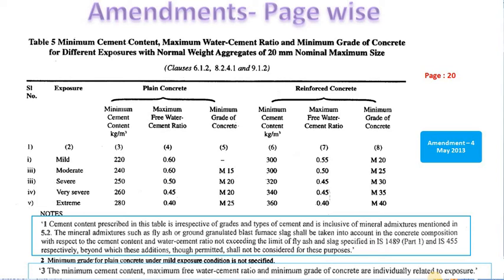So in this, the first line, previously it was "grade of concrete". Now they have split it as grade and type of cement. And in the second line, after the ground granulated blast furnace slag, the word "shall" is amended. Previously it was "may be". So this was one change. And again point number 3 is added here. So these were all made in amendment number 4, May 2013. This point number 3 says that the minimum cement content, free water cement ratio, and minimum grade of concrete are individually related to exposure.